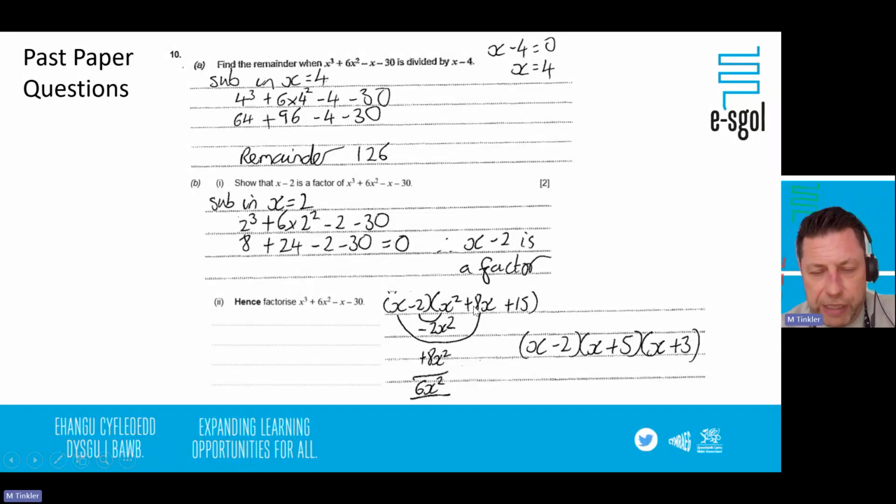And again, the factorizing here from the double brackets, quadratic expression, is very straightforward. 3 and 5 multiplies to 15. 3 and 5 makes 8. So the last bit is easy. The first bit is where you've got to get started, making sure you have the right signs from up above and making sure you have plus 15. That's where people sometimes go wrong. They might put minus 15.